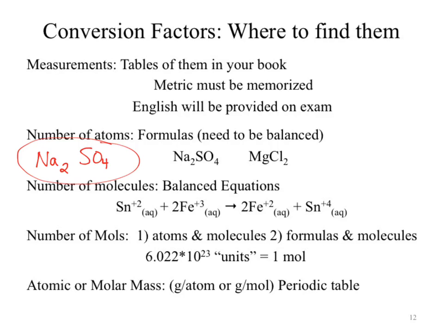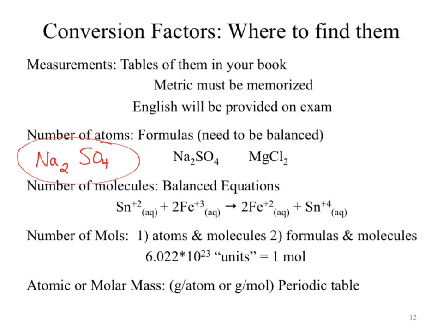Okay. How about the number of molecules? Well, the number of molecules will typically come from balanced equations. With that balanced equation, I can now convert the number of molecules of tin plus 2 ion into the number of molecules of iron plus 2 ion. How do I do that? If I take 1 tin, how many irons do I get? How do I know that? The coefficient from the balanced equation. It allows me to do that conversion. That's why we have the equation.